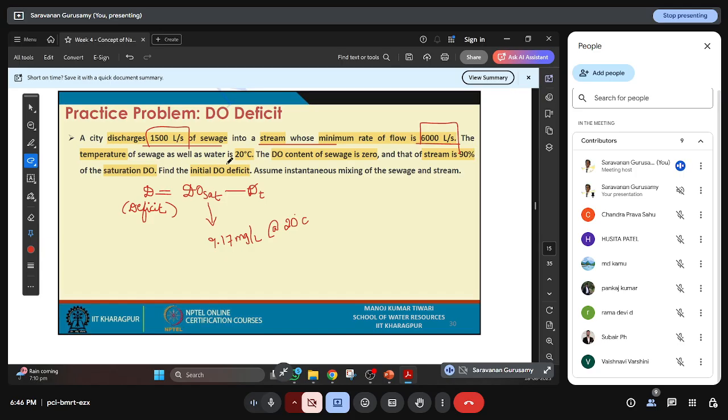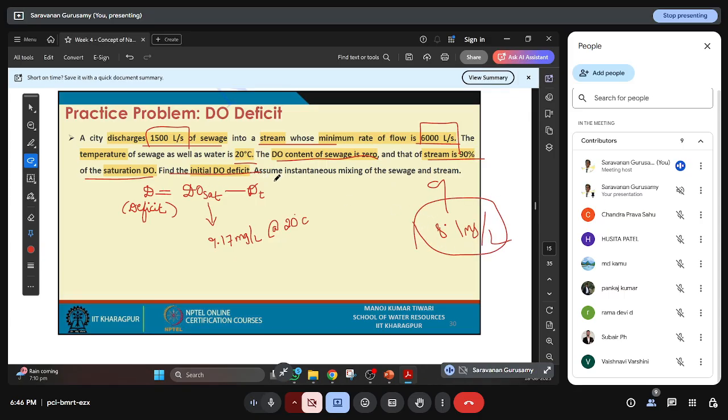The temperature of the sewage is 20 degrees, but the DO content of the sewage is 0, because it has more organic matter and there is no dissolved oxygen in the sewage. But the stream has 90% saturated DO. If the water is at 20 degrees Celsius, then the saturated DO will be 9 milligram per liter, and 0.9 times 9 will be 8.1 milligram per liter. Like that, this much DO will be there in the river.